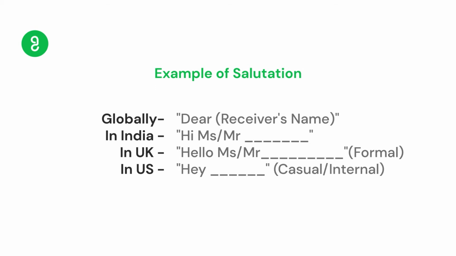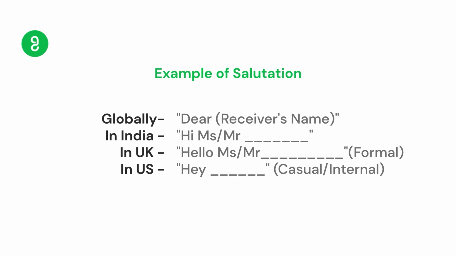In the US, in general, when they draft internal casual emails, they say Hey, which means when you know the person a little better, then you start typing Hey John, Hey Peter. Now, these salutations are very important because that is how you start to connect.